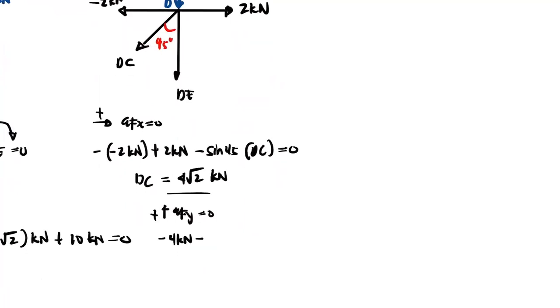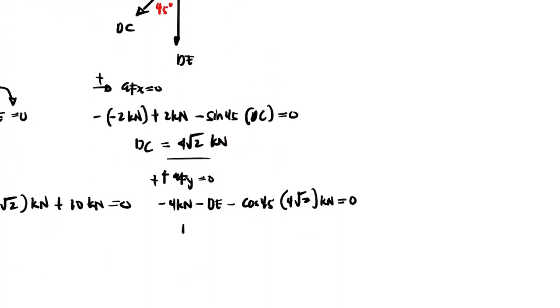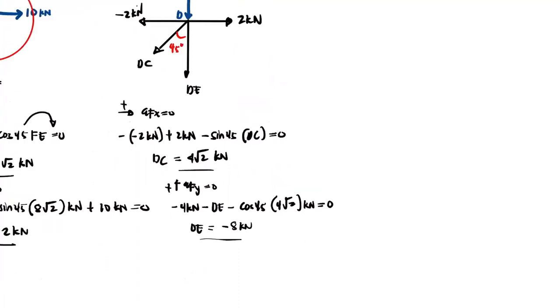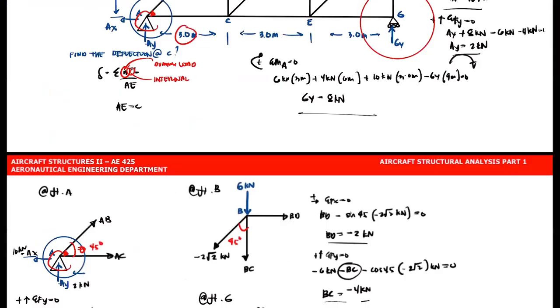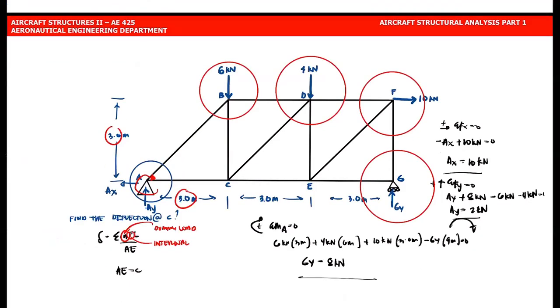Meron tayong negative BE. And then, negative cosine 45, 4 square root of 2 kilonewton is equal to 0. Okay? So, DE is equal to negative 8 kilonewton. Next joint is joint C. Okay? So, sa joint C, makukuha na natin lahat ng ating mga elements. Okay? So, joint C, this one.